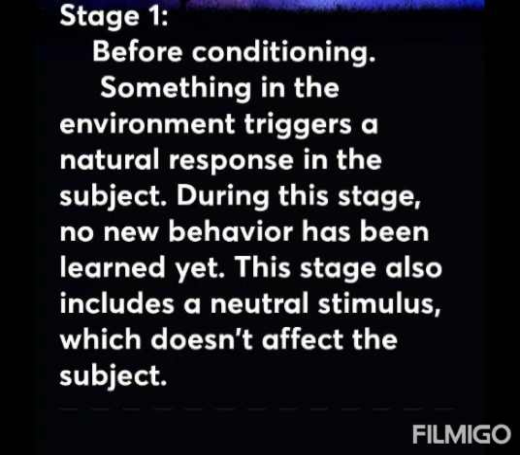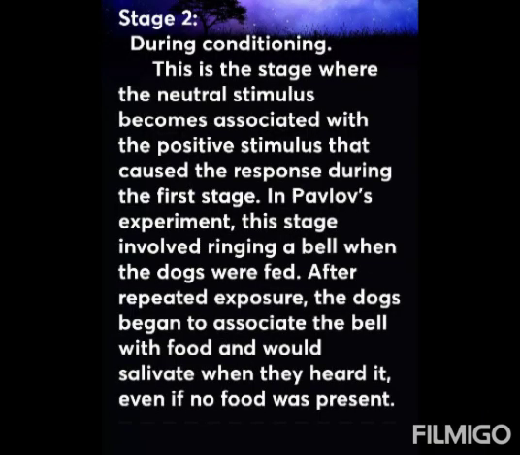Stage 1 is before conditioning: something in the environment triggers a natural response in the subject. During this stage, no new behavior has been learned yet. This stage also includes a neutral stimulus which doesn't affect the subject. So there is a neutral stimulus, the ringing bell, that doesn't affect the subject. Here the subject is the dog. So before conditioning, there is no response. It is stage 1.